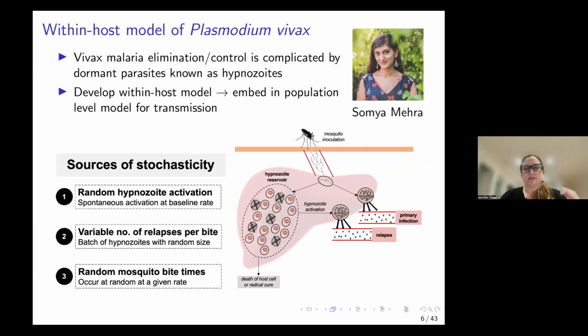And so we've developed a model that's at the within-host level, and it takes into consideration multiple sources of stochasticity. Sorry, was there a question? I'm happy to answer questions throughout.